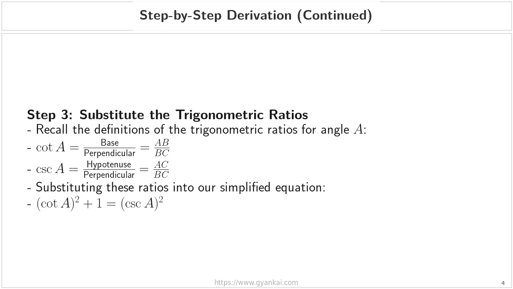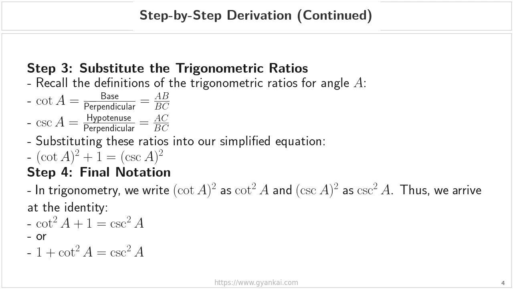If we substitute these specific ratios into our equation, the term AB over BC, squared, becomes the square of cot A, and the term AC over BC, squared, becomes the square of cosec A. This gives us the equation: cot A squared plus 1 equals cosec A squared.